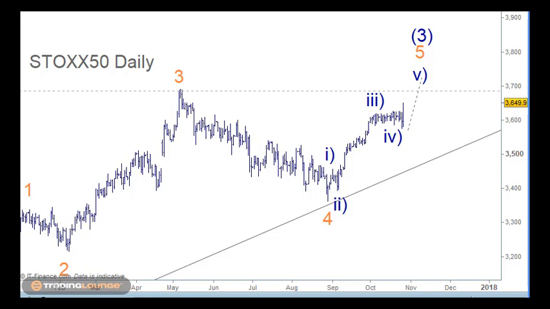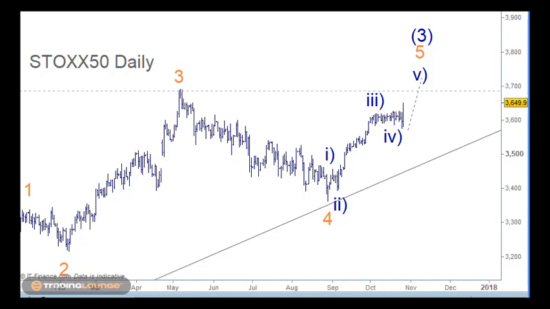Welcome to Trading Lounge and the European indices. We'll cover the Stock 50, the DAX, and the UK and AEX. And with the Stock 50 here, as I've pointed out before, one of the main things was that this top needs to be taken out here, and we need an impulse wave here.